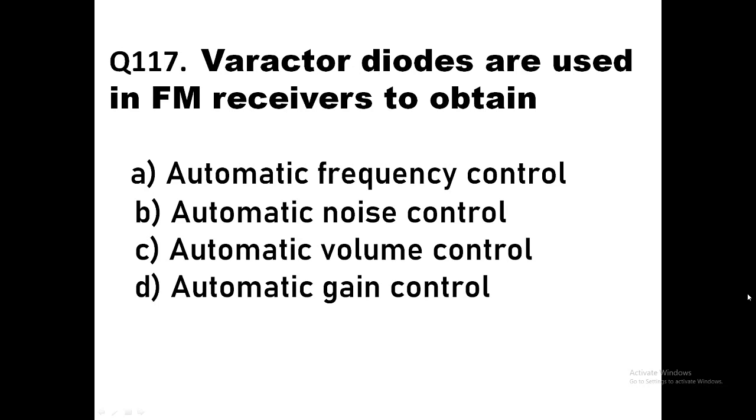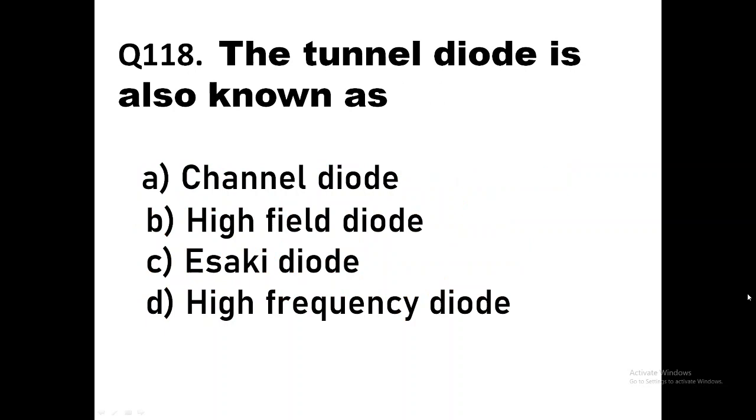Because we are going to use a variation of capacitance in an oscillator. If you vary a capacitance in an oscillator, it is automatically used for frequency control. So here it is answer A. Varactor diodes are used in FM receivers to obtain automatic frequency control, AFC. Okay. Then we'll go to see question number 118.